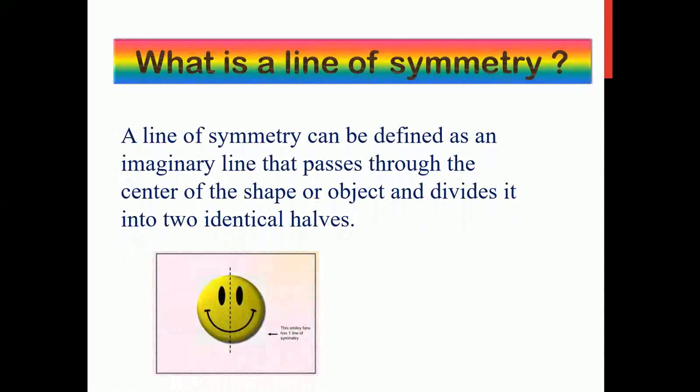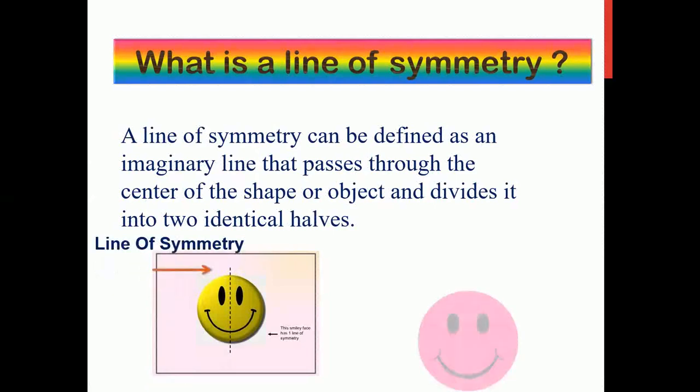Children, have you noticed that the vertical straight line has divided this yellow color happy face into two identical halves? See, this half is identical to this half. So, the line is a line of symmetry.